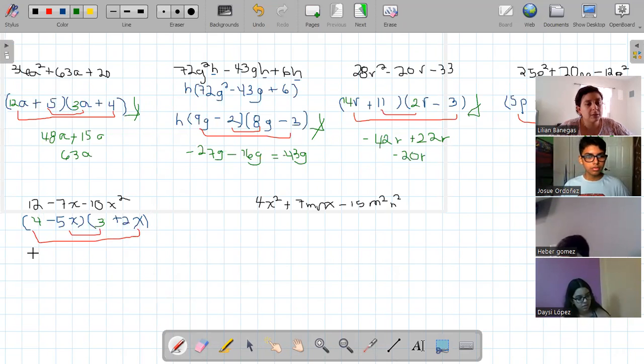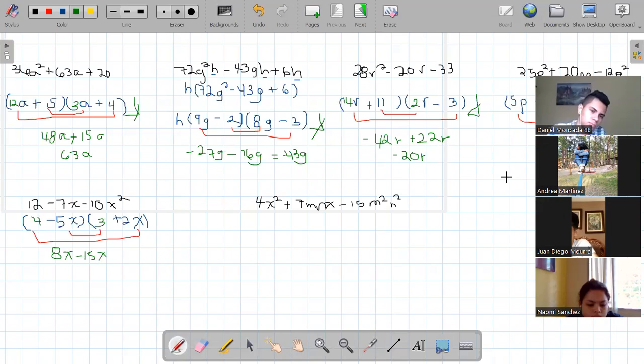4 times 2x, 8x. Negative 5x times 3, negative 15x. 8x minus 15x, negative 7x. Do I have a negative 7x in the middle? Yes. So that's my answer.